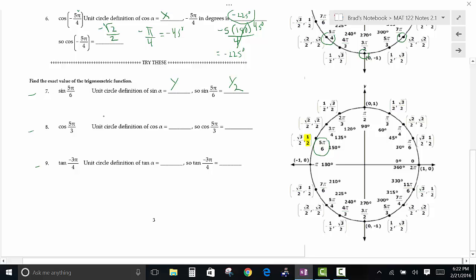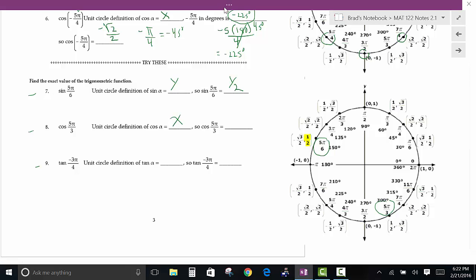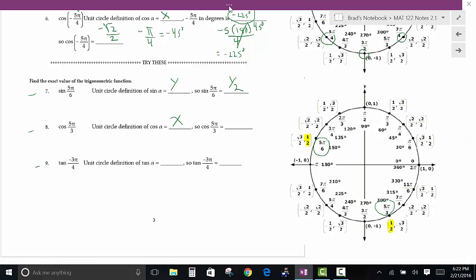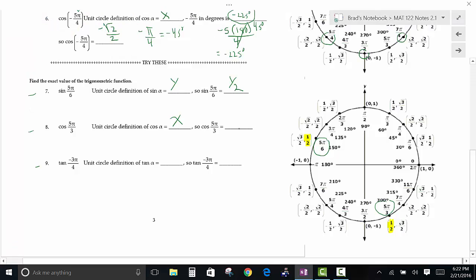Okay, next problem. We're looking at cosine of 5 pi over 3. So you need to find 5 pi over 3. The cosine is the x value. So let's just find the x value of that point. The x value of that point is 1/2. So the answer to this, the cosine of 5 pi over 3 radians, is also 1/2. So finding a sine and cosine is very simple.